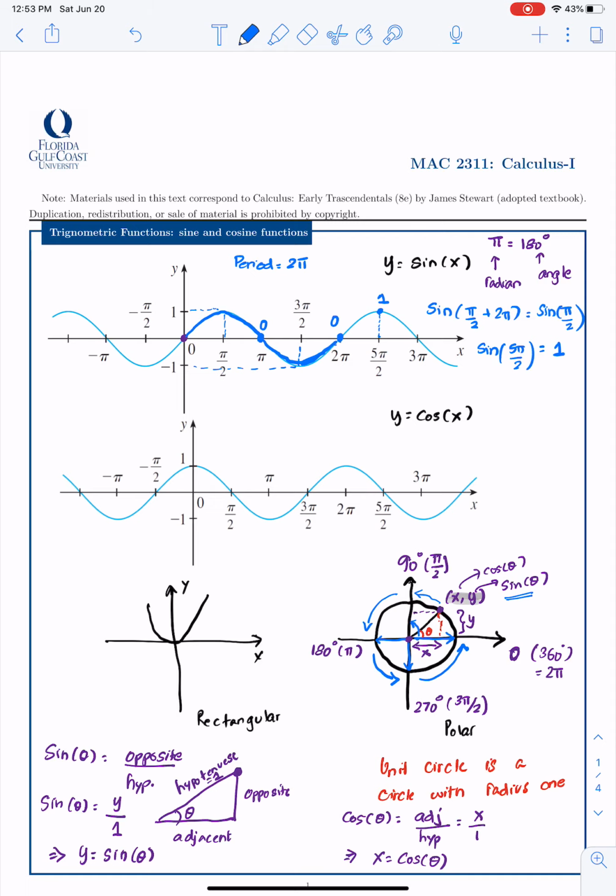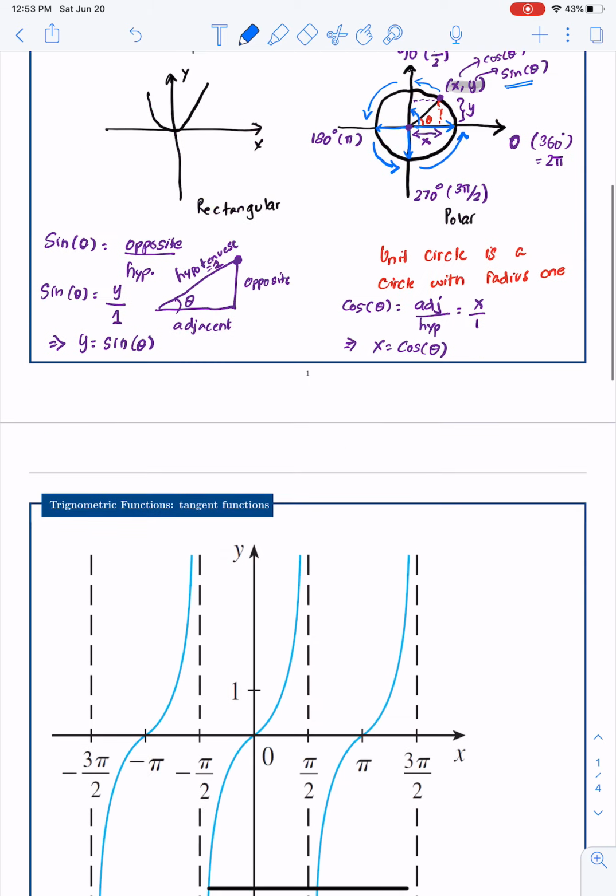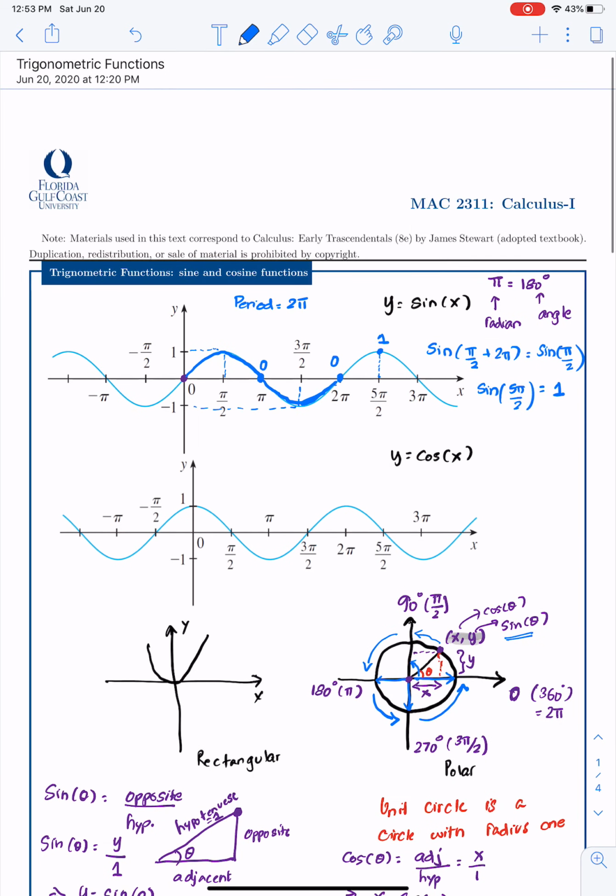Only this time we know that the cosine of theta is related to the x-coordinate. So what is the value of the x-coordinate when the angle is 0? When the angle is 0, the value of the x-coordinate is right here, and that value was 1 in the polar system. So in the rectangular system, an angle of 0 would correspond to a value of 1.